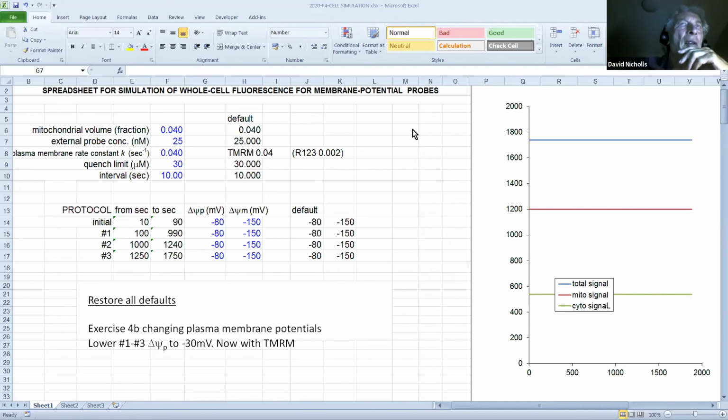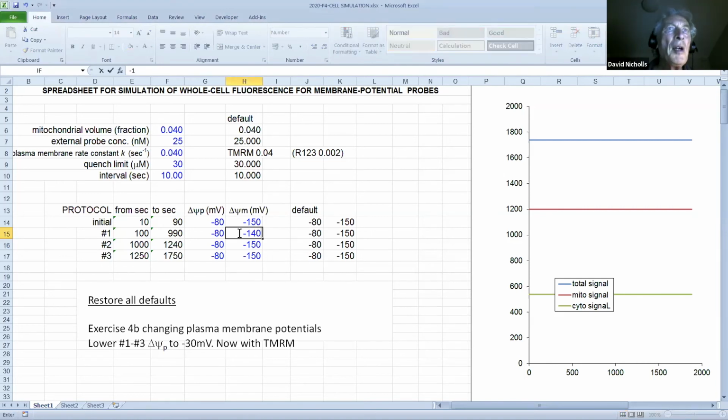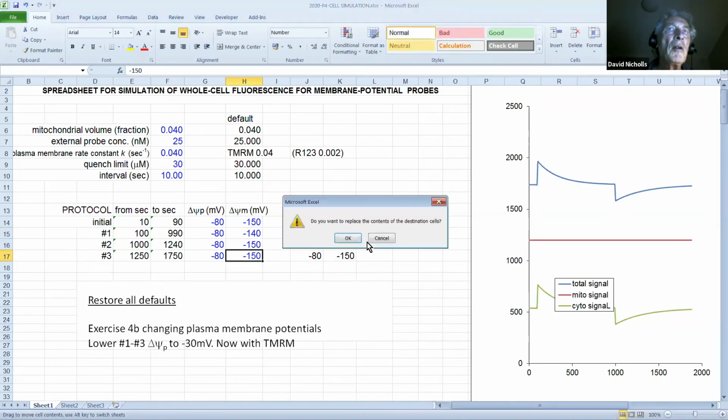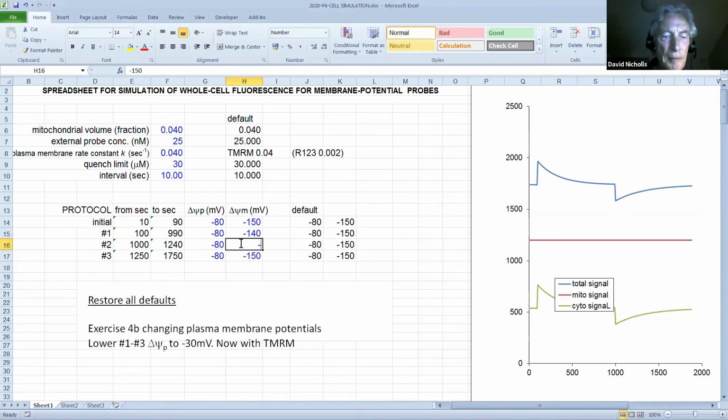And this is the actual live program here. I was asking what happens when you subtly change the mitochondrial membrane potential. Take the membrane, slightly depolarize, minus 150 to minus 140. We hope we get it right. And we see a transient increase in the cytosol. It comes back, no change in the mitochondrial signal. So we get a temporary increase in fluorescence as a result of the mitochondrial depolarization.